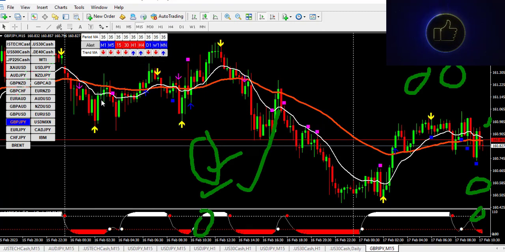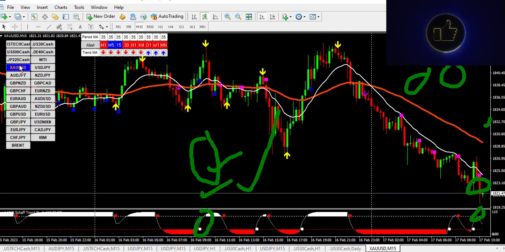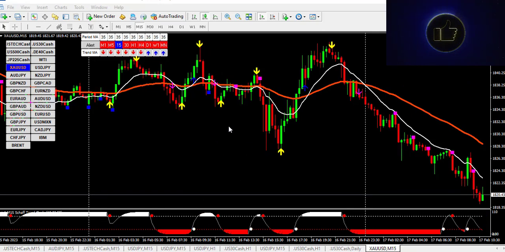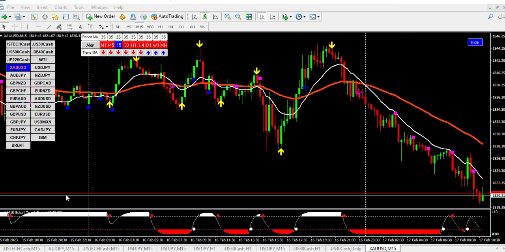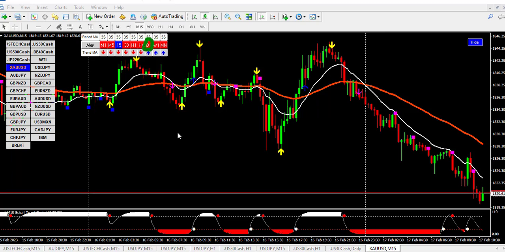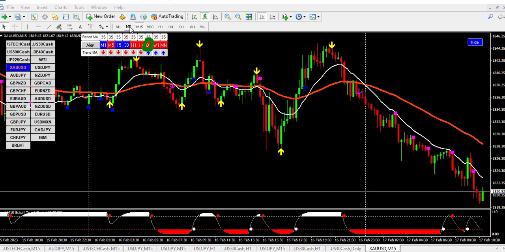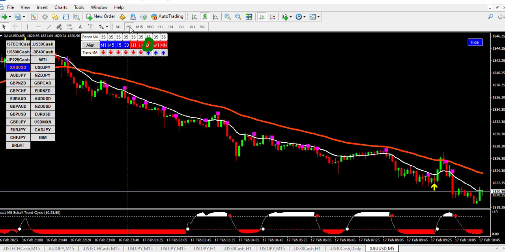And let's check another pair also. Let's see gold. Now here is gold on 15 minutes. On daily, the direction is down. We have D1 here. D1 is down. So we've confirmed the trend, that the trend is down. So the only trade we are going to take on lower time frame, either 1 hour, any time frame you want to use at all, we are going to sell only.